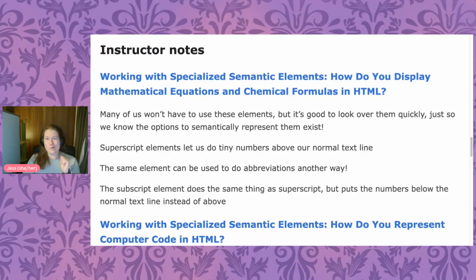Cool. It sounds weird to say that's all we're going to talk about for mathematical equations and chemical formulas. There's a superscript element to make your little numbers above. There's a subscript element to make your little numbers below. But you're only going to use them in the mathematical and chemical contexts in which you need them. Most of us will rarely need this.